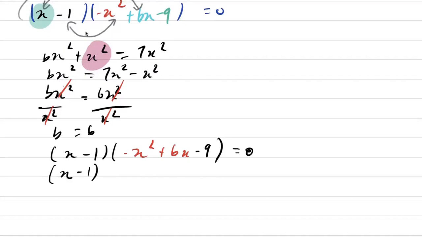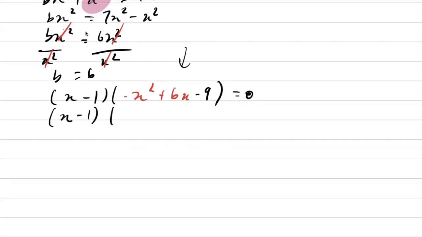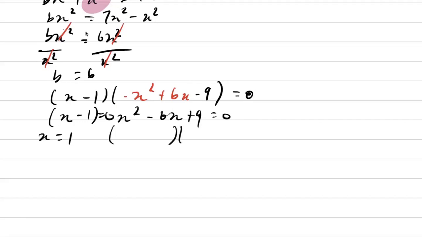Factorize. I would like to get rid of the negative in front of the x squared, so since this whole thing equals 0, I can write x squared minus 6x plus 9. Let me equate this. x equals 1. Here, I'm going to factorize into x and then x. Factors of 9 that add to give 6 are 3 and 3. So x is 1 or x is 3.